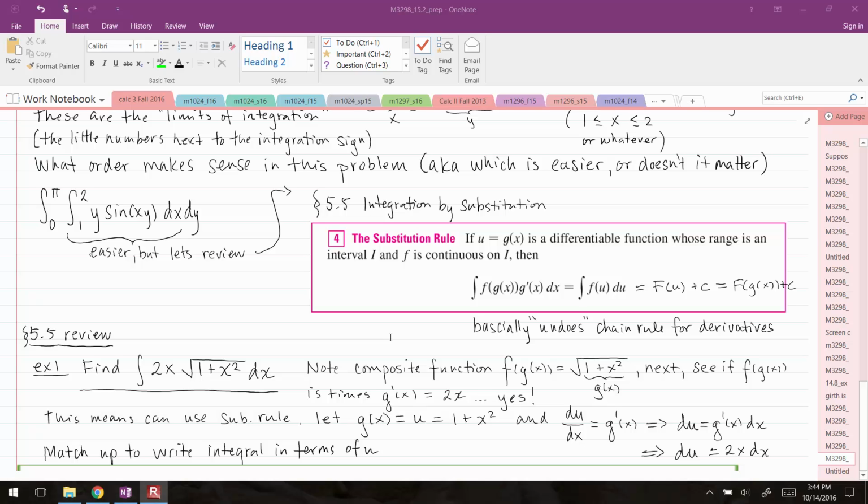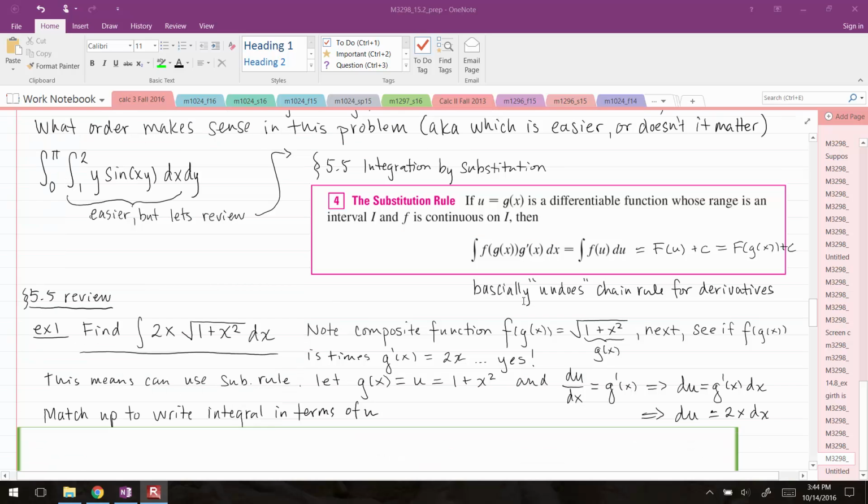Going back to our Calc 1 situation with a single integral, the substitution rule comes into play when we have a composite function, that is one clue, and then potentially we have times a function that's in terms of x. If it happens to be the derivative of the inner function, that's really good news, because then you can use the substitution rule. And the substitution rule kind of undoes the chain rule. There's a little bit of notation difference, but it's pretty much what it is.